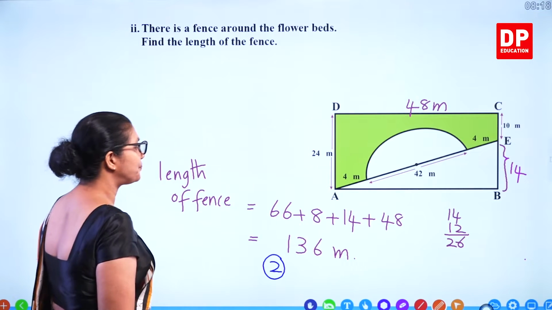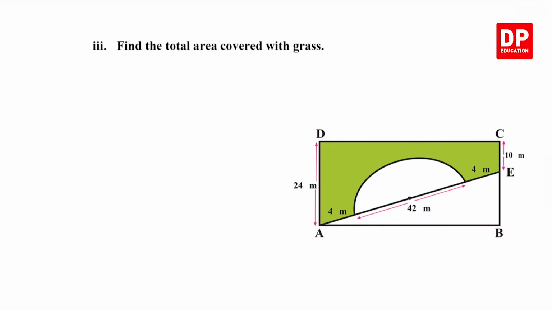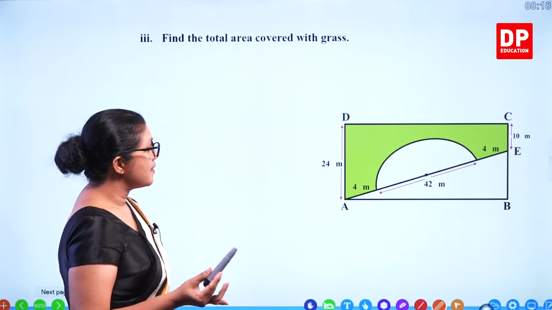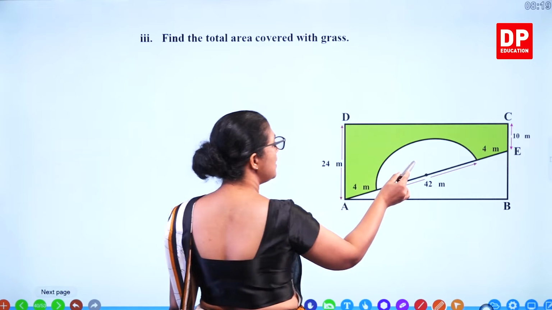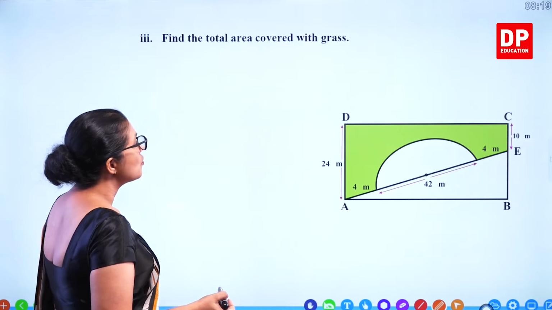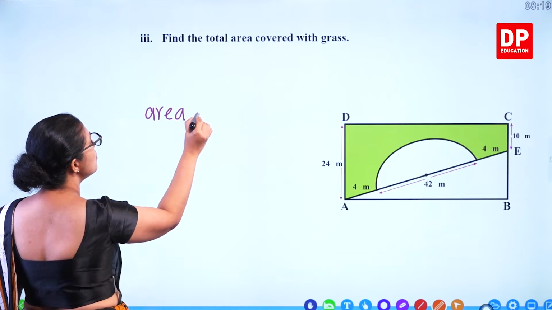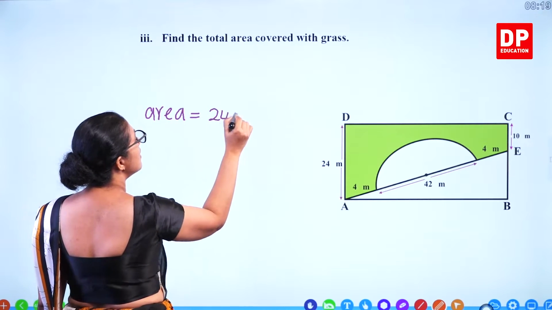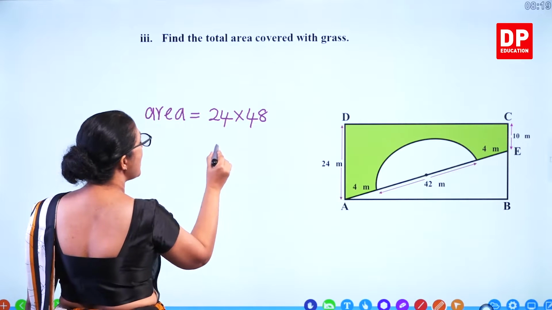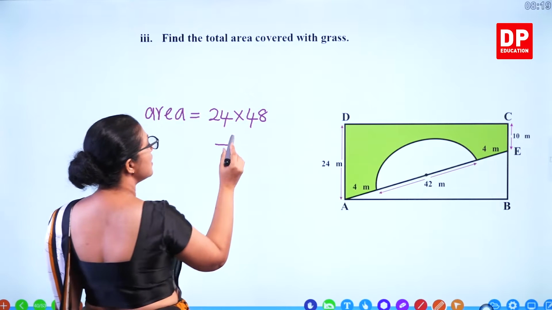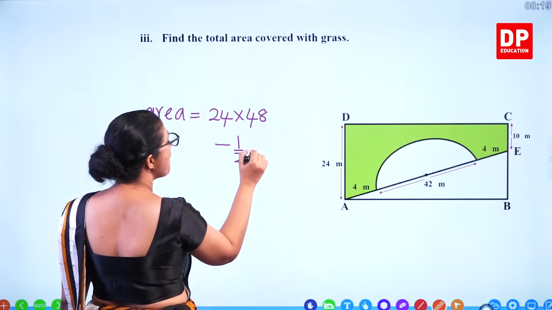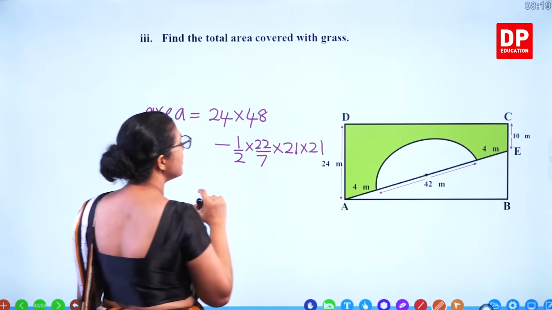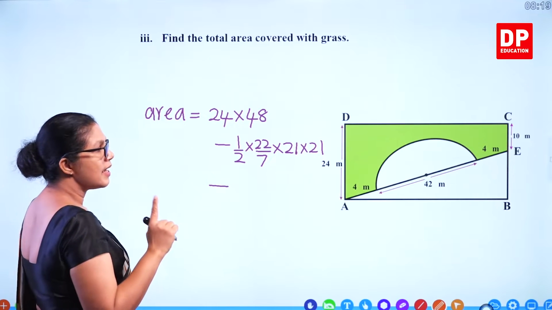Now we look at the next one. Find the total area covered with grass. How can we find out this area? So you can find out the total area, that's the rectangle area minus area of the semicircle and area of the triangle. So required area is equal to 24 times 48, the area of the rectangle, minus area of the semicircle, half pi r squared. Pi is 22/7. R, we found that's 21. So 21 squared.